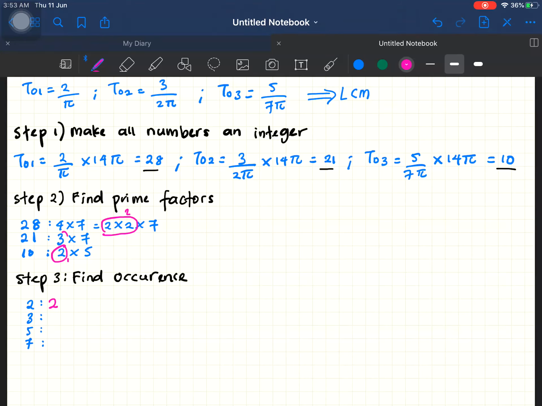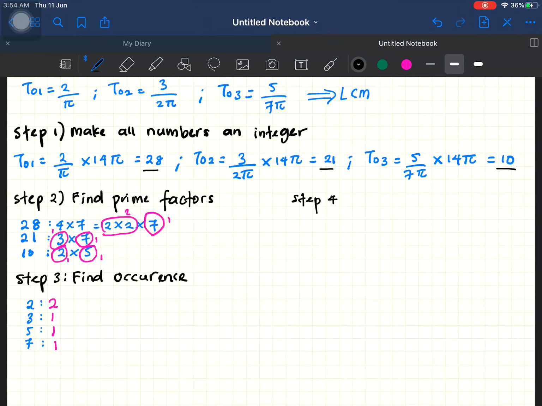Now number 3. Number 3 occurs here 1 time. Right? So for 3, the number of occurrence is 1. Number 5 occurs here 1 time. Okay, so for number 5, occurrence is 1. Now number 7 occurs here 1 time and also occurs here again 1 time. Okay, so for 7, maximum occurrence is 1. Okay, now you go to step number 4.